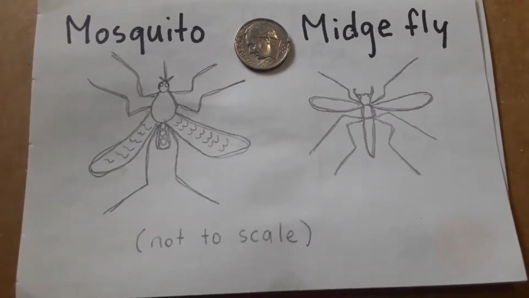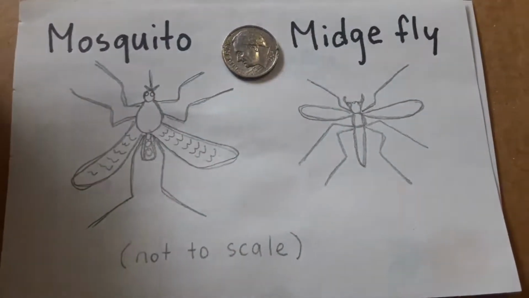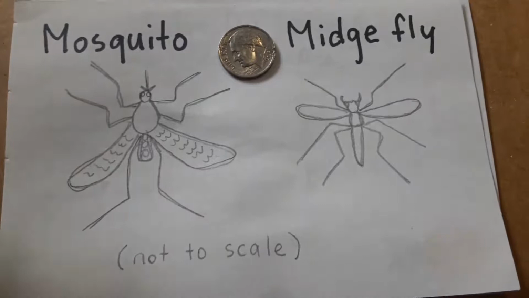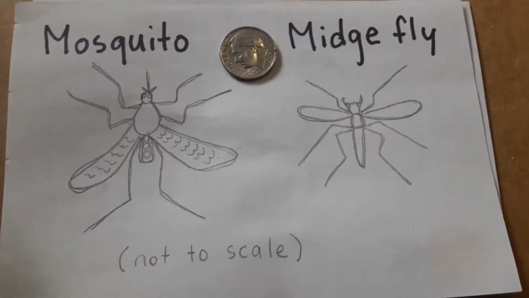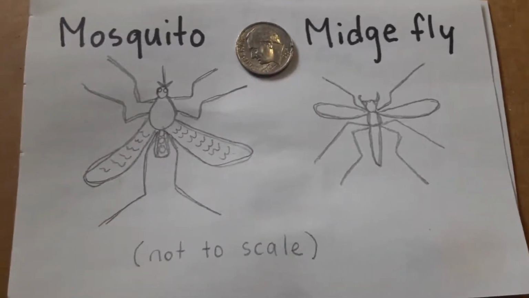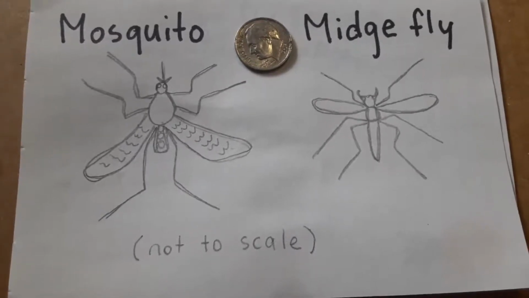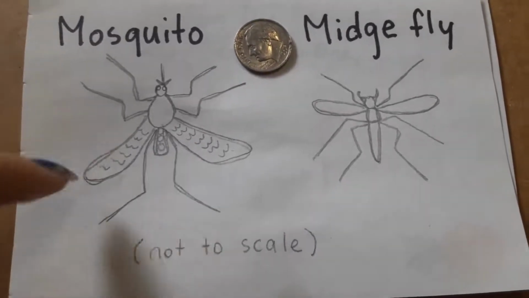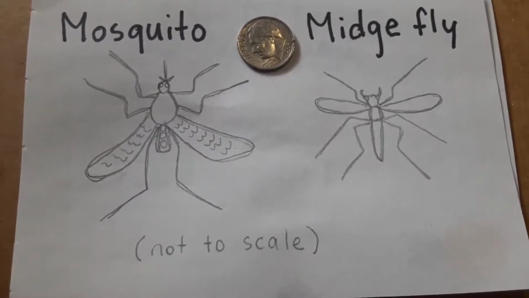Mosquitoes have a proboscis attached to their head, kind of like how butterflies have a proboscis to get the nectar. Mosquitoes use that to stab into us, right? And midge flies do not have that proboscis. Mosquitoes also have visible scales on their wings, as midge flies do not.